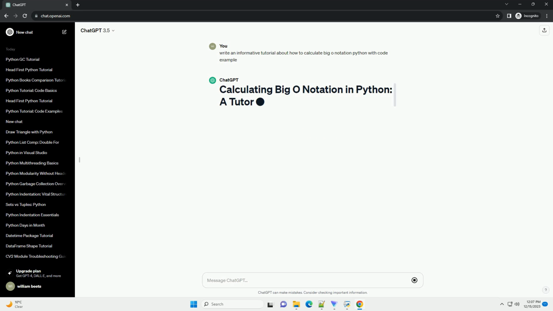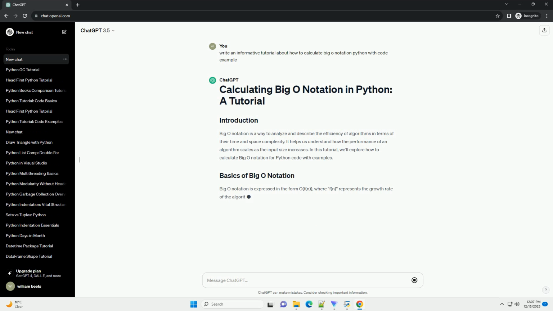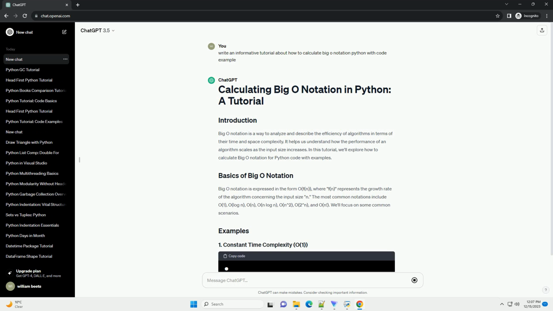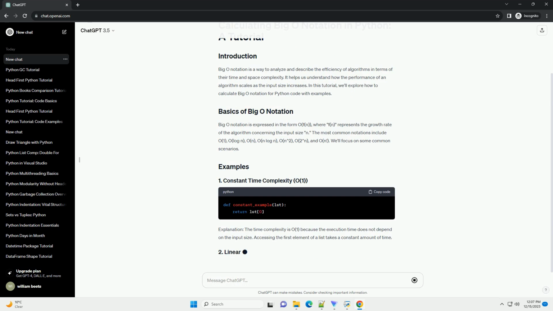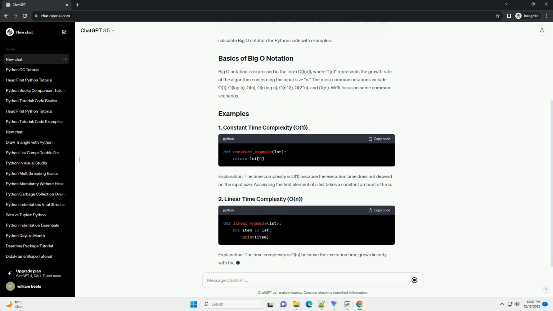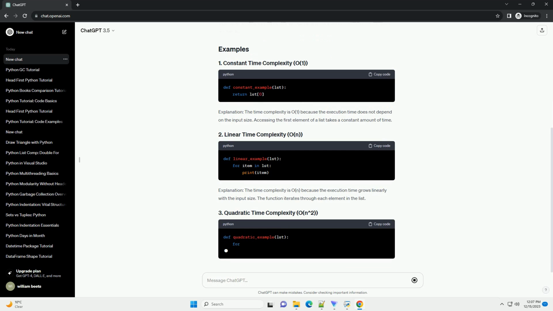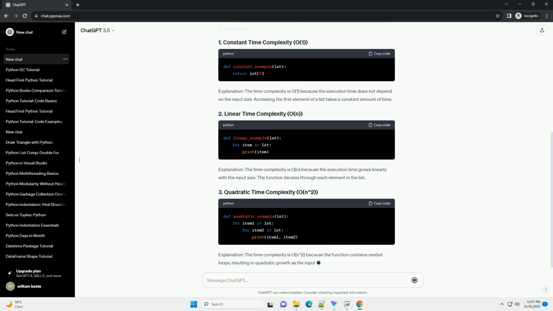Big O notation is a way to describe the performance of an algorithm in terms of its input size. It helps us analyze the efficiency and scalability of algorithms by providing an upper bound on the growth rate of their runtime or space complexity. In this tutorial, we'll explore how to calculate Big O notation for Python code and provide examples to illustrate different complexities.